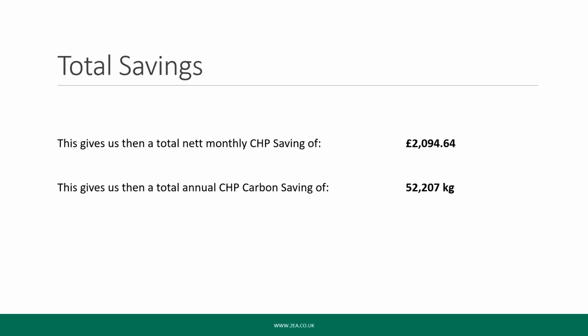So to summarise, your financial savings on a monthly basis would be £2,094.60, and your total annual carbon saving would be 52,207 kilos. So from these calculations, based on a relatively small size CHP unit, we can see that we make both significant financial savings, about 25k a year, and carbon savings, about 52 tonnes a year. Again, it is worth emphasising that these calculations are based on ideal operational data. It is the methodology that is important to take away.